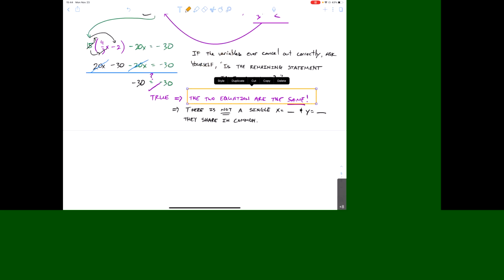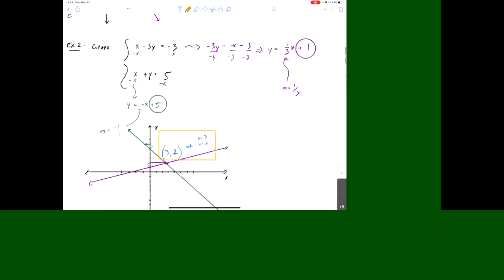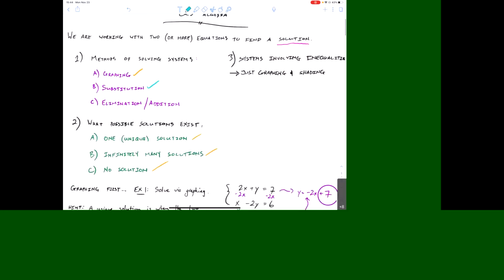they are the same line. That's the answer, right? There isn't a single x equals whatever and y equals that they share in common. So what we have essentially done is show that with substitution, we found out the unique solution, that's when we found x equals, y equals.